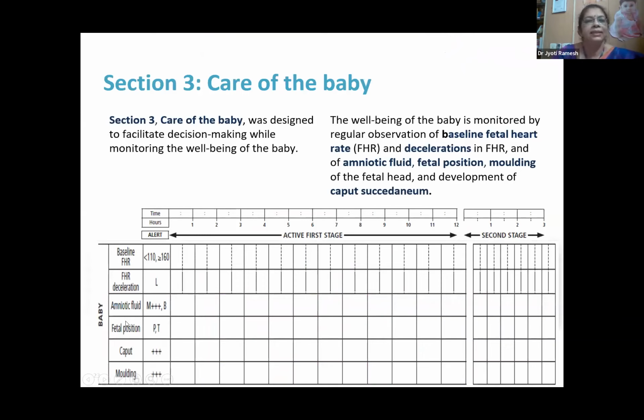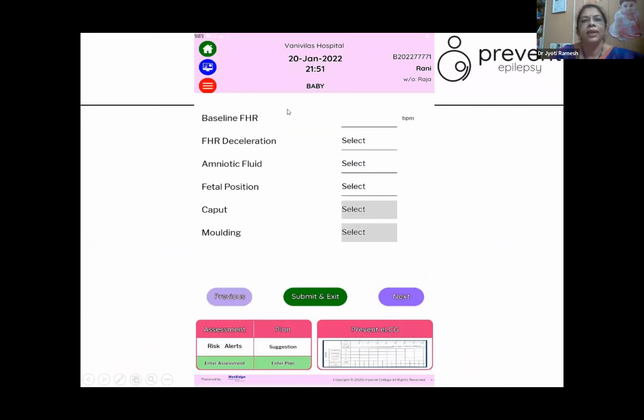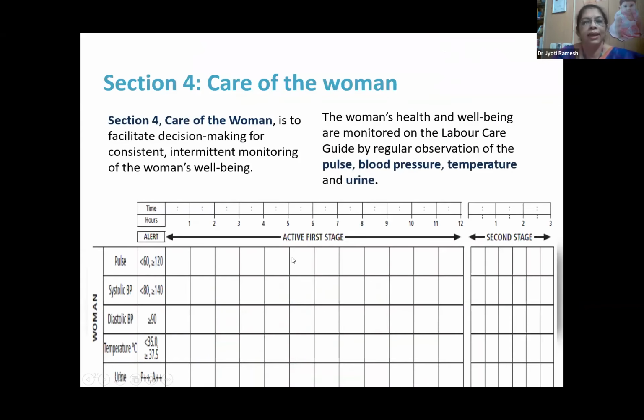Then comes the next section, which is the care of the baby, where we need to enter the baseline heart rate, the deceleration, the amniotic fluid, position, caput and molding. So these are the alert signs: when there is baseline bradycardia or tachycardia, or fetal deceleration, or meconium, or abnormal fetal position, caput, molding, it will make a red circle. So again, we have to enter on this tab and it will be projected onto the labor care guide.